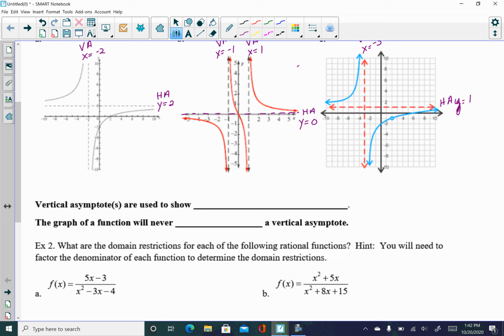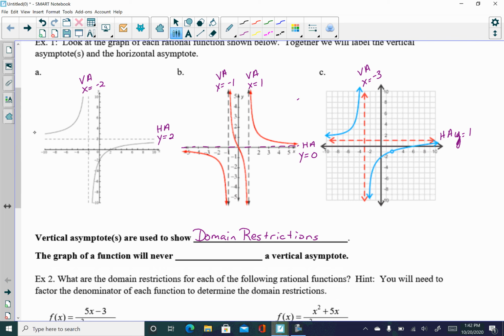Vertical asymptotes are used to show domain restrictions because, as we've been working through this course, when we've talked about domain in the past, we've seen graphs like this and we've said, okay, here's a portion of your graph from -infinity to -2, and then we picked back up for this portion of the graph and said it goes now from -2 to +infinity. So that's another way to think about vertical asymptotes. The graph of a function will never cross a vertical asymptote.